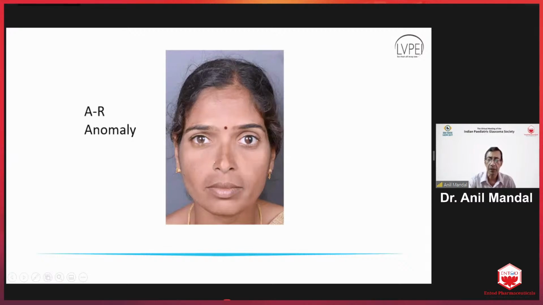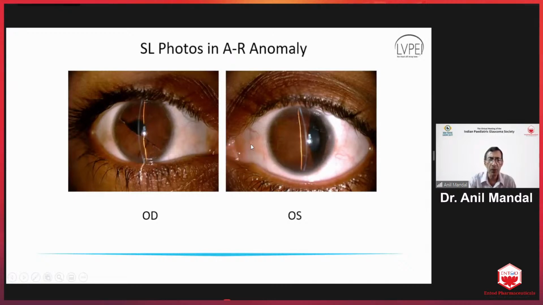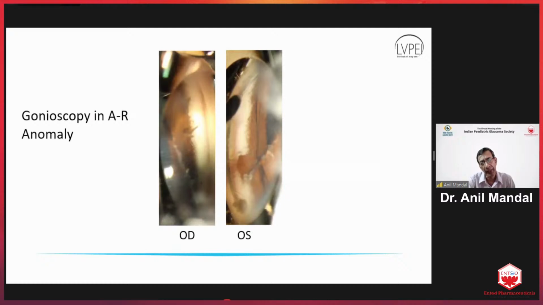Here is the mother. The mother had this kind of appearance, right eye and left eye, very severe abnormality of the anterior segment. But fortunately, the optic disc was healthy and the mother was having normal intraocular pressure. We followed up the mother for a long time. And later on, the patient developed borderline higher pressure on topical anti-glaucoma medication. The pressure is under control, and the mother has completed about 15 years of follow-up.